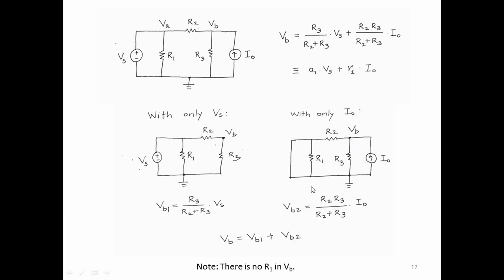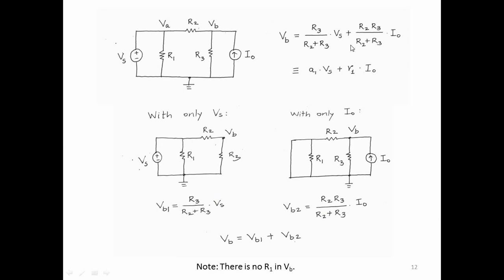Then we find VB, we call VB2, only due to I0, and for that we short circuit Vs. So R1 goes away, it is short circuited, and we get R2 in parallel with R3 across I0. So VB is I0 into the equivalent resistance of R2 parallel R3. So VB2 is R2 R3 by R2 plus R3 into I0. And the total VB then is this plus this, which is of course the same as this, thus demonstrating the superposition theorem.